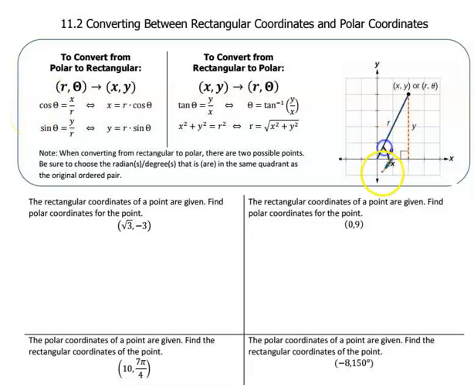If we know theta, we can use cosine of theta. Cosine of theta would be adjacent over hypotenuse, which is x over r. And so if we know r and we know theta, we can get the x value. And sine of theta is opposite over hypotenuse, which would be y over r. And so if we multiply both sides by r, we get y equals r times the sine of theta.